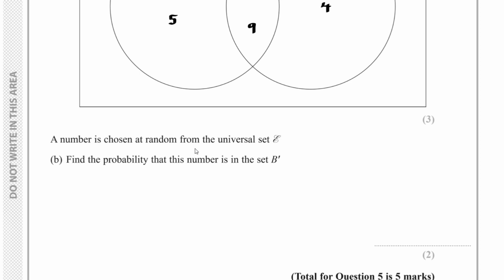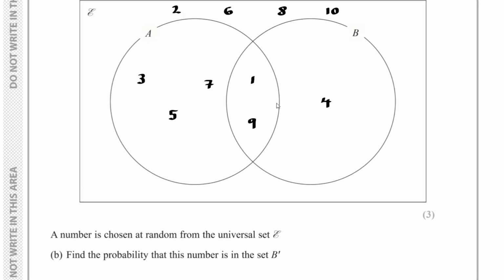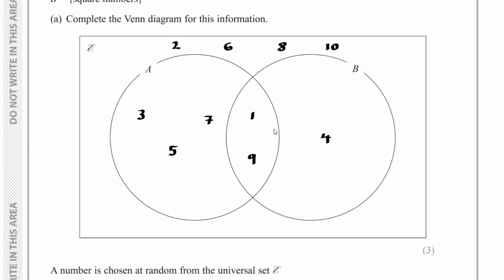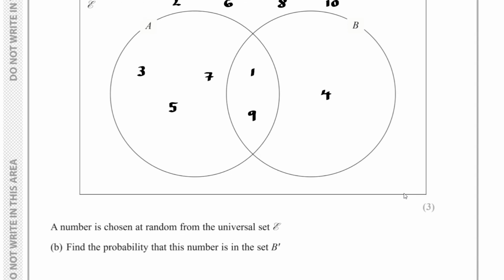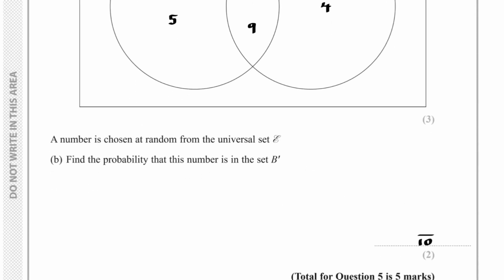A number is chosen at random from the universal set. Part B, we have to find the probability that this number is in the set B dash, which means not in the set of B. Well, we have 10 numbers in total, which means our probability will be out of 10. And how many numbers do not belong in B? We've got 1, 2, 3, 4, 5, 6, 7 numbers that do not belong in B. So the probability is equal to 7 over 10.